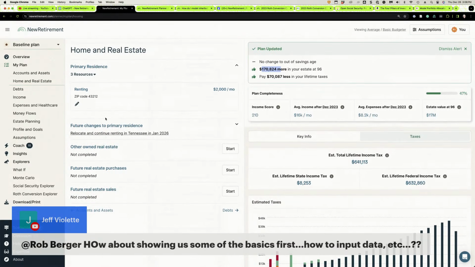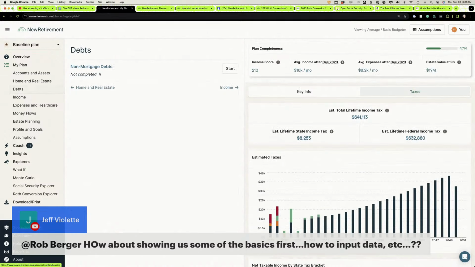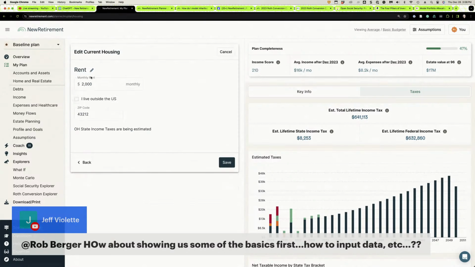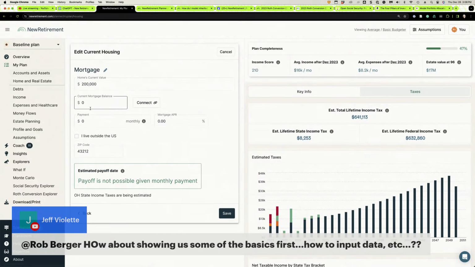So you can model future changes. You can model if you own other real estate. Maybe you're going to buy a home in the future. You can model that. You're going to sell a home. So you can model all of that. Of course, debt's pretty straightforward, not including a mortgage. A mortgage, if we go back here and we change this to own with a mortgage, it's going to ask you your mortgage details.